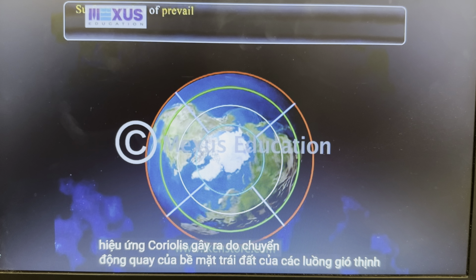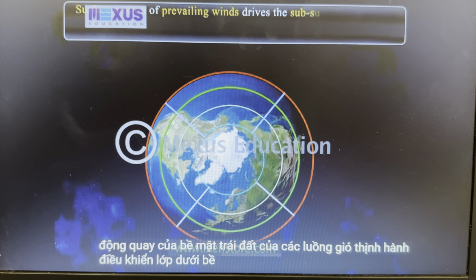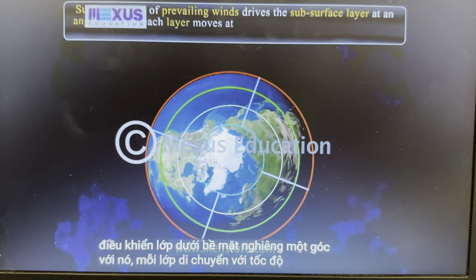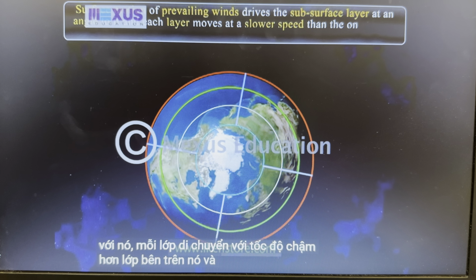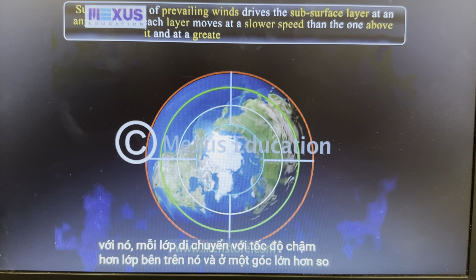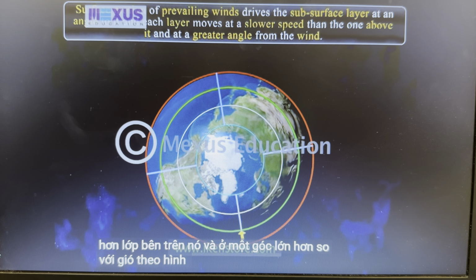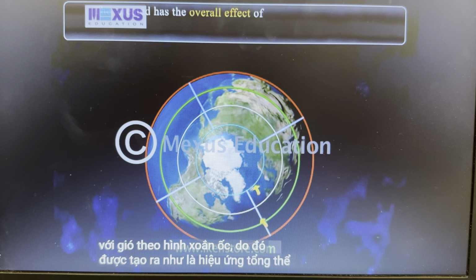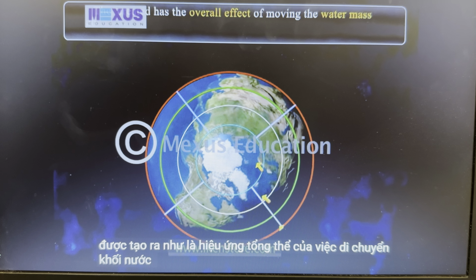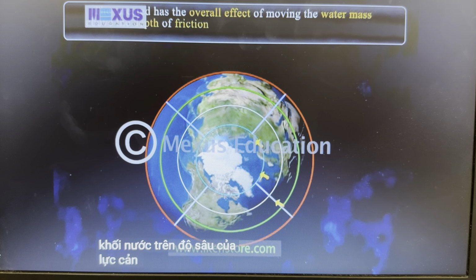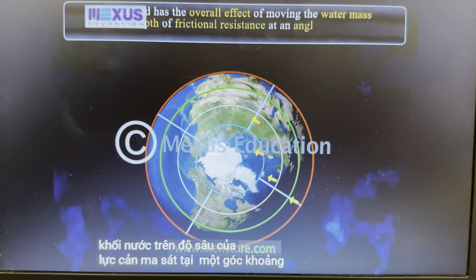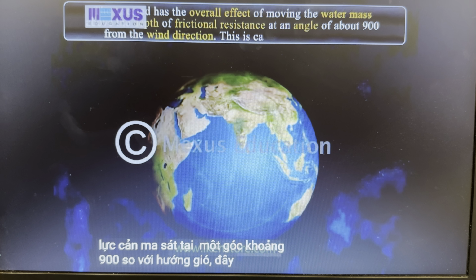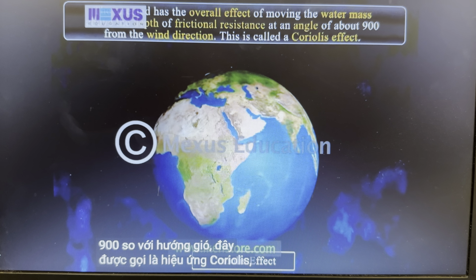Surface motion of prevailing winds drives the subsurface layer at an angle to it. Each layer moves at a slower speed than the one above it and at a greater angle from the wind. The spiral thus created has the overall effect of moving the water mass above the depth of frictional resistance at an angle of about 90 degrees from the wind direction. This is called the Ekman spiral effect.